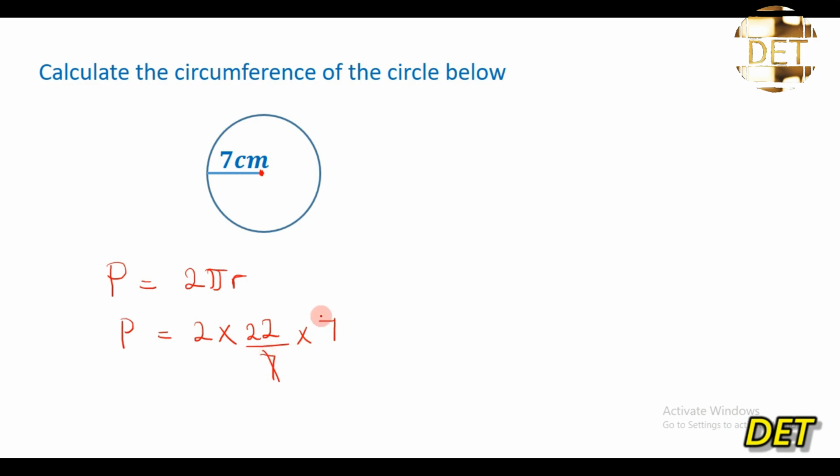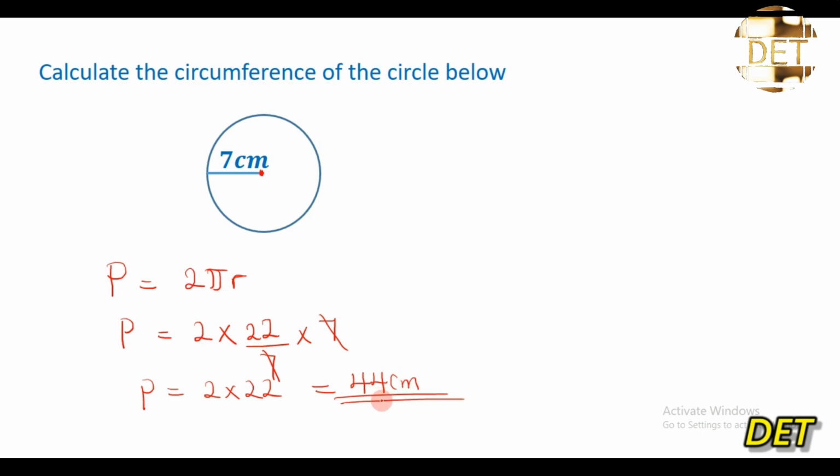So 7 will cancel out 7. My perimeter will be equal to 2 times 22, which gives us 44 centimeters. So this is the perimeter or the circumference of this circle. That tells you that the distance around this circle is 44 centimeters.